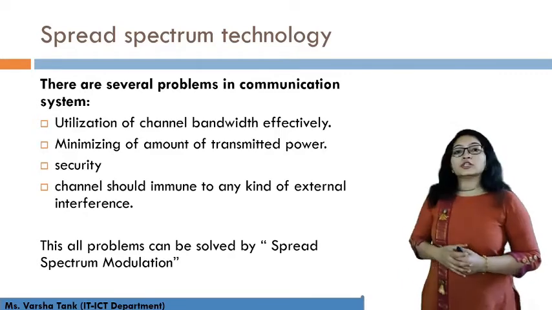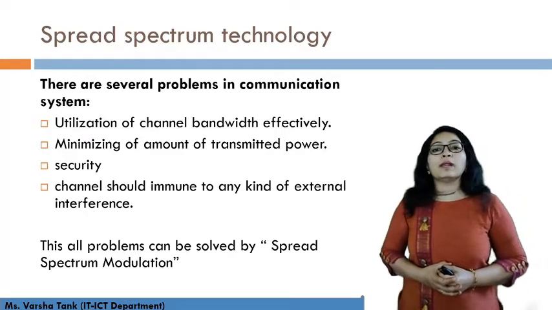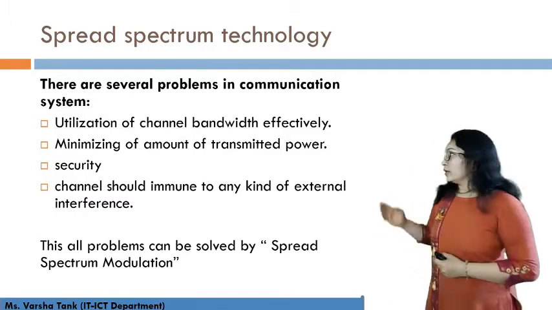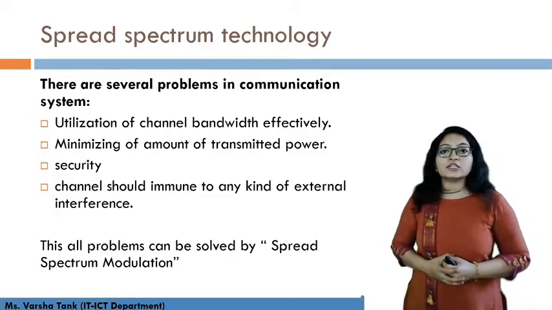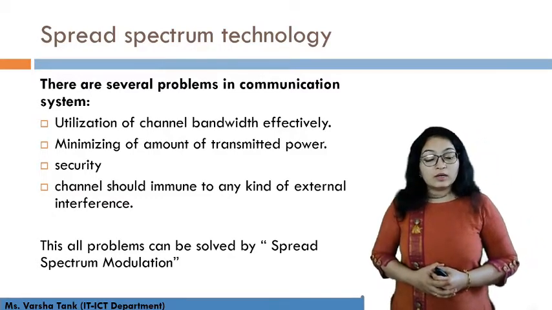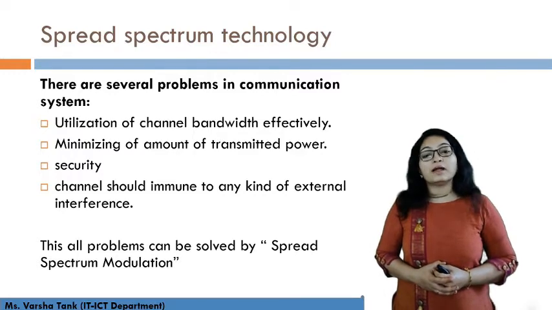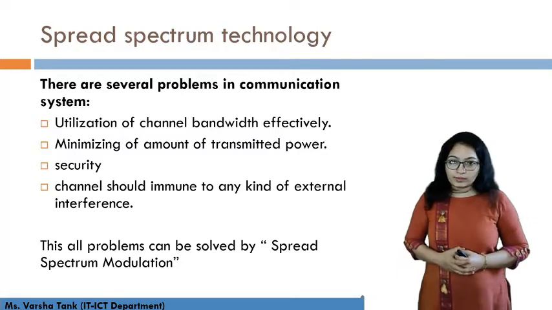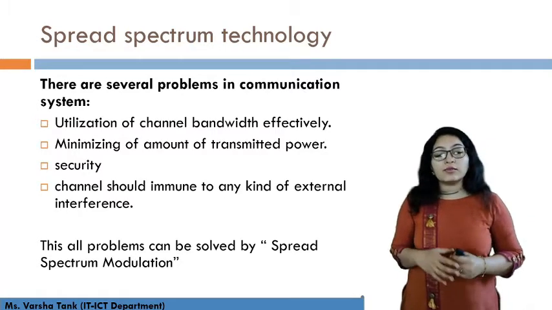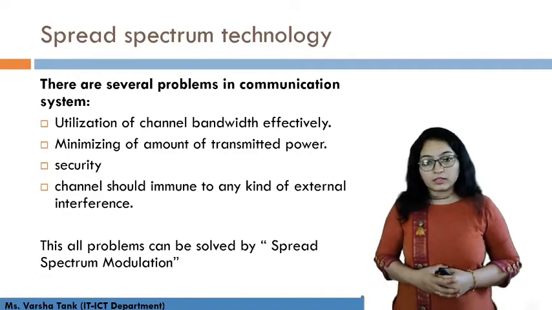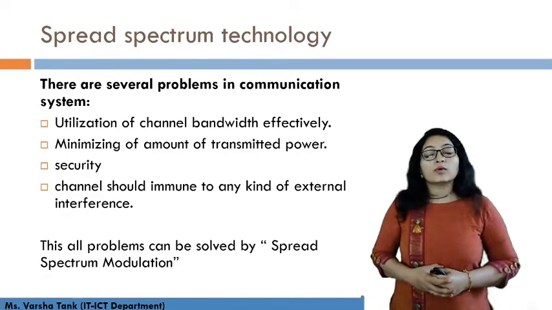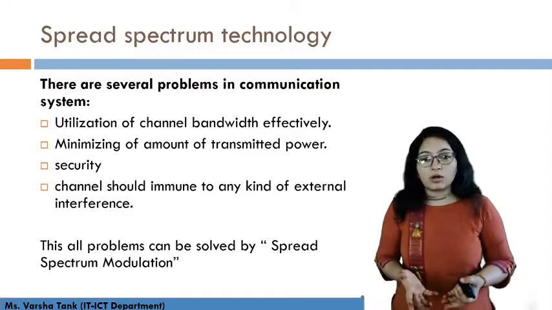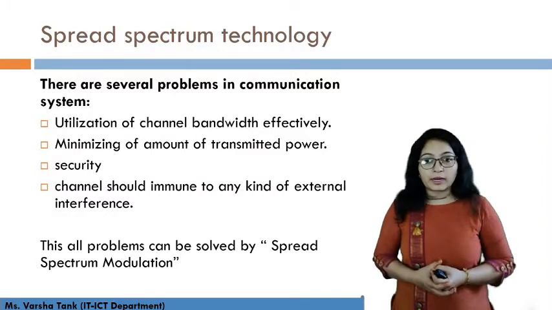Here, first of all, there are several problems in a communication system. Let's discuss them. The first problem is utilizing the channel bandwidth effectively. For example, you have 500 kilohertz of bandwidth. Are you going to use each and every range of that particular spectrum or bandwidth? There are some issues that we cannot solve without spread spectrum, so we have to use spectrum technology.